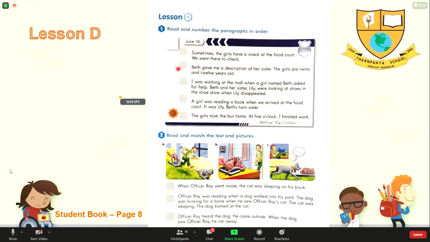Sun, don't write on this one. So again, we have a story here. I'm going to read the story, and what you need to do is to write the number of the paragraph in these boxes in the right order. Okay?